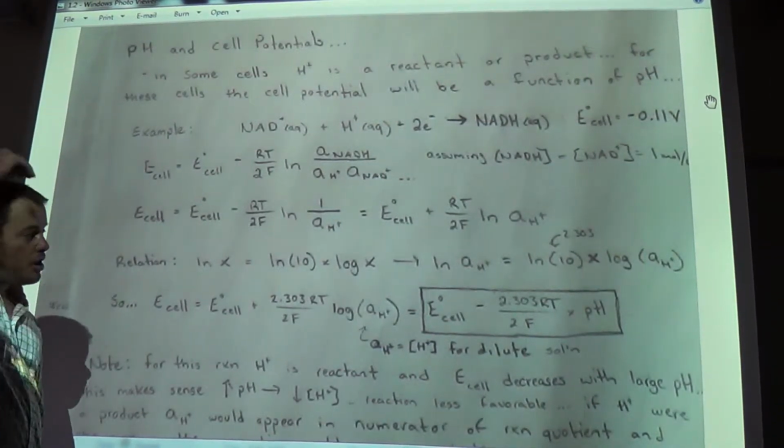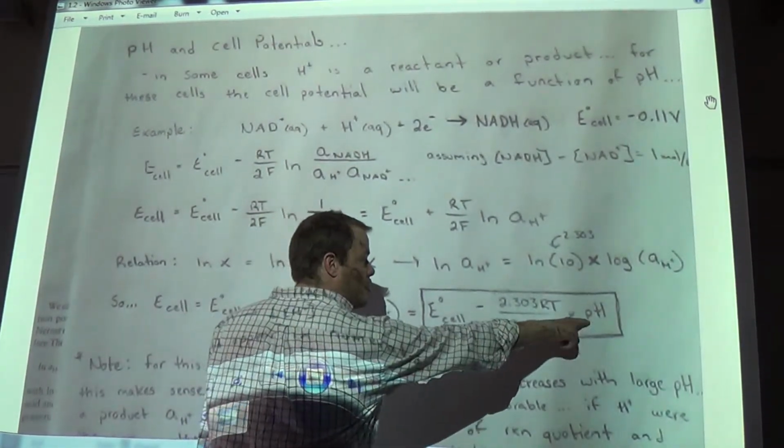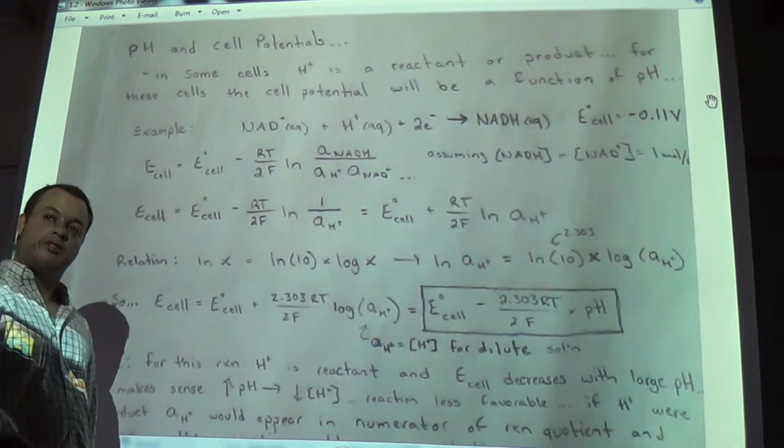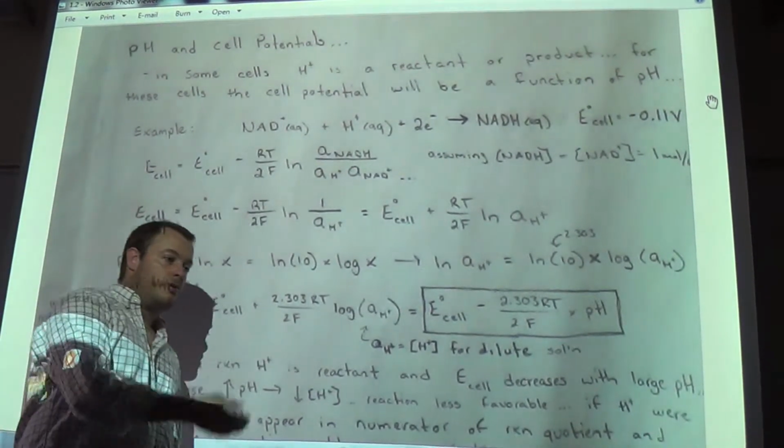And so you see that negative sign here, the larger the magnitude of the pH, the lower the cell potential is going to be overall, indicating what we just said.